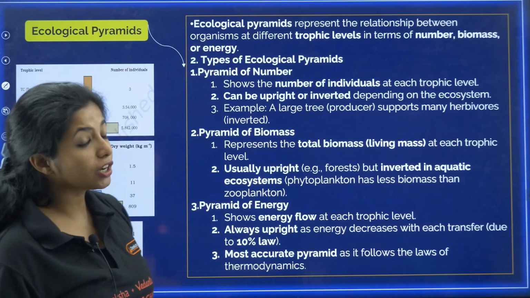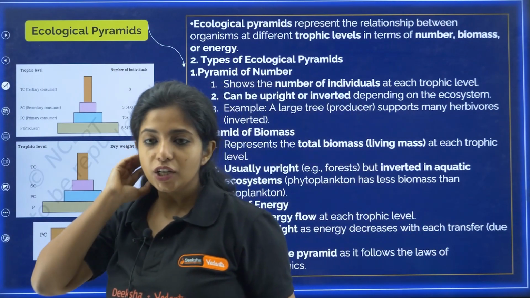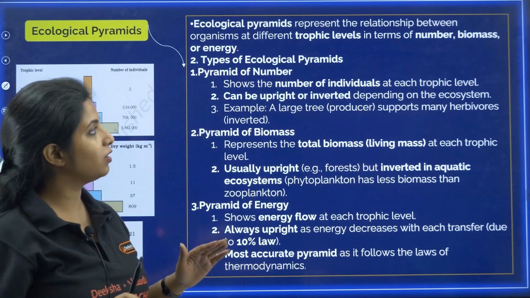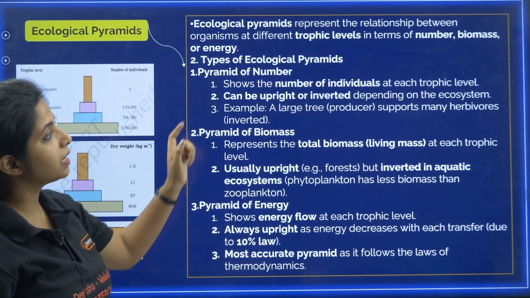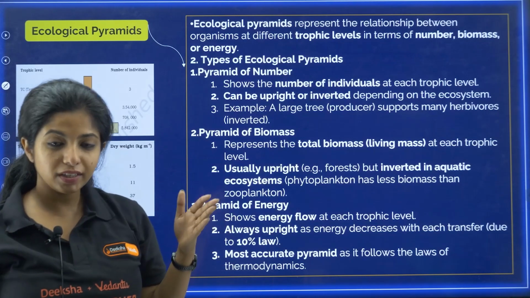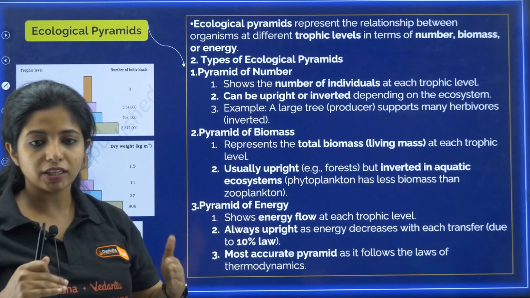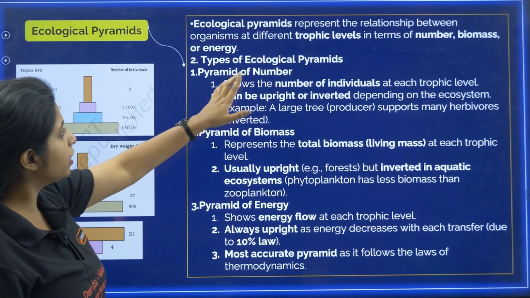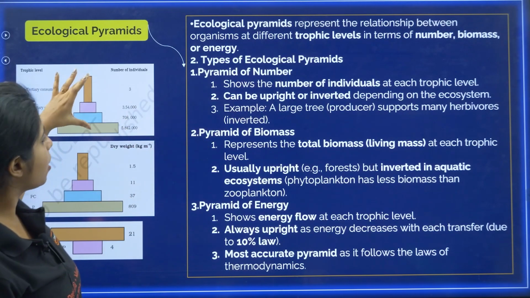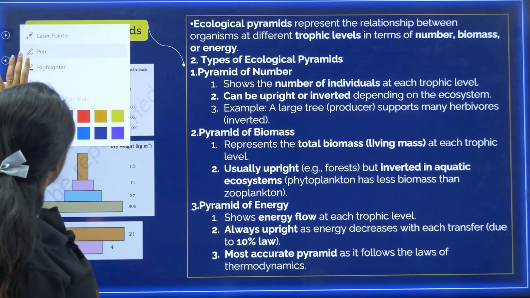Now, ecological pyramids. Ecological pyramids are very, very important. Ecological pyramids represent the relationship between organisms at different trophic levels in terms of number, biomass or energy. So, it is a graphical or pictorial representation of the relationship between organisms at different trophic levels. Now, the pyramid of number is there. What does the pyramid of number show? It shows the number of individuals at each trophic level. It's very easy to understand.